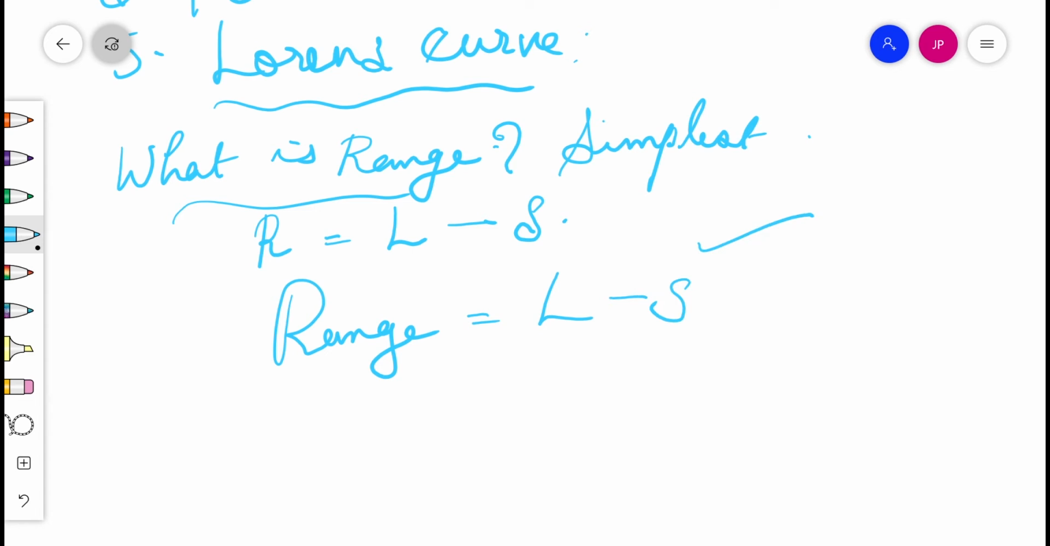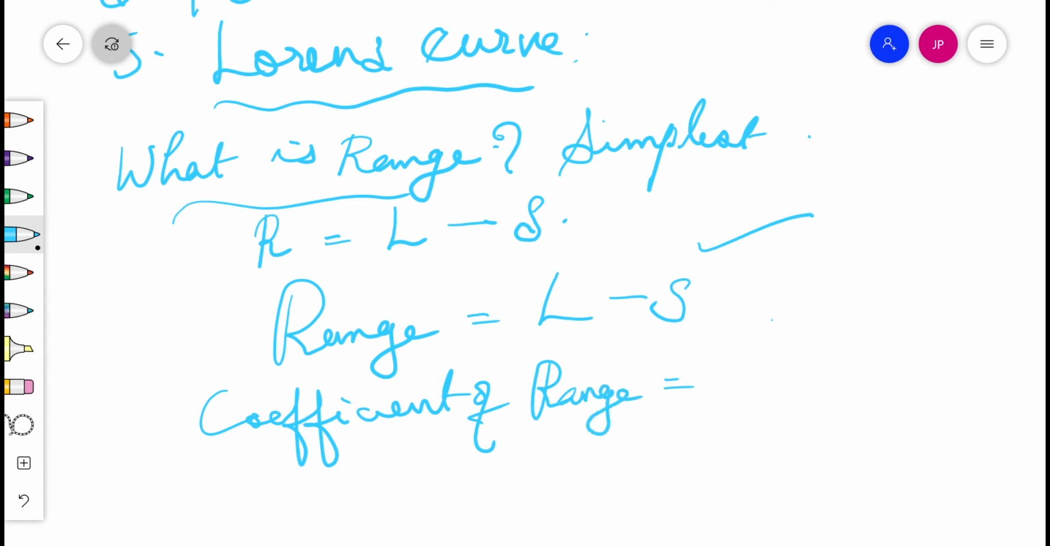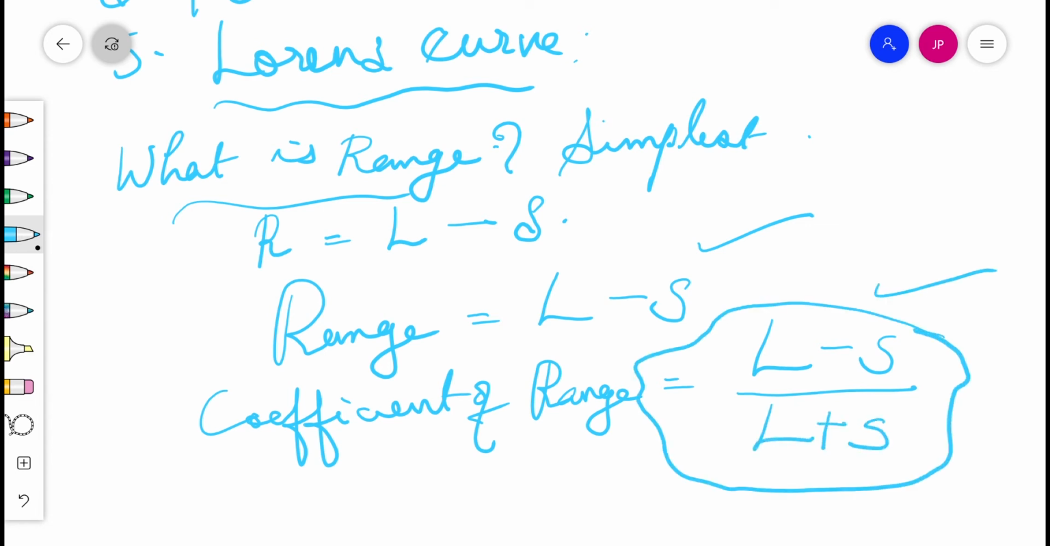That's the absolute measure of dispersion. If it is the coefficient of range, that is a relative measure of dispersion, the formula is L minus S, the range formula itself, at the top, divided by L plus S.